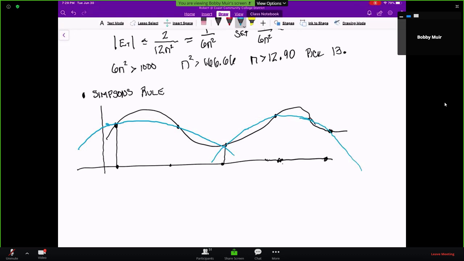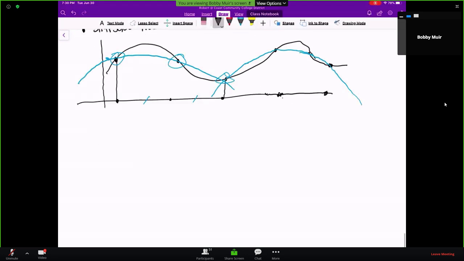Okay. And so if you're going to do this, you're going to have 3 points in order to do that, which corresponds to 2 subintervals. So when using Simpson's rule, this n must be even. All right, so here's how this story goes.